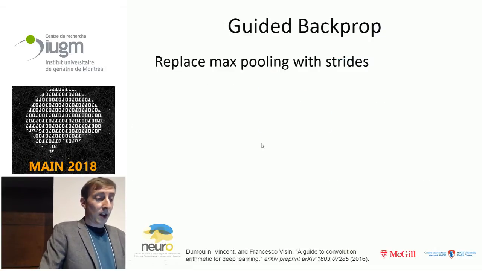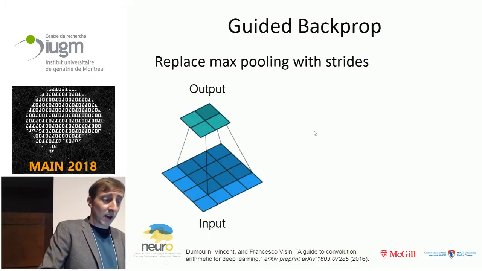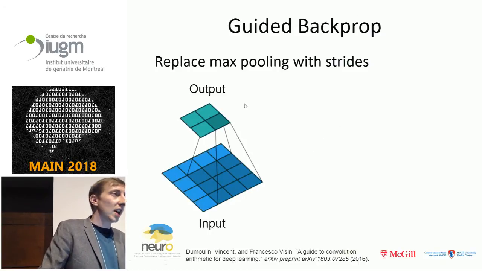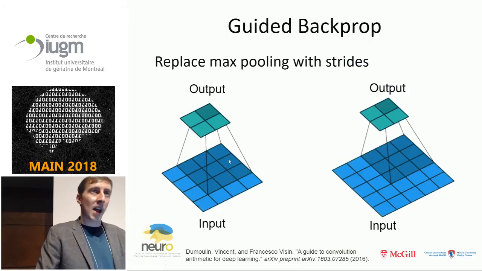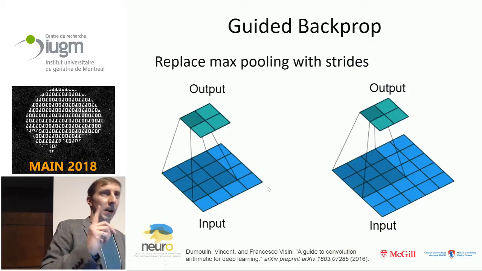So they tried to replace max pool with strides, and we already talked about strides, but normal convolution, you're sliding the filter by one. If you had a stride, you're now sliding by two.